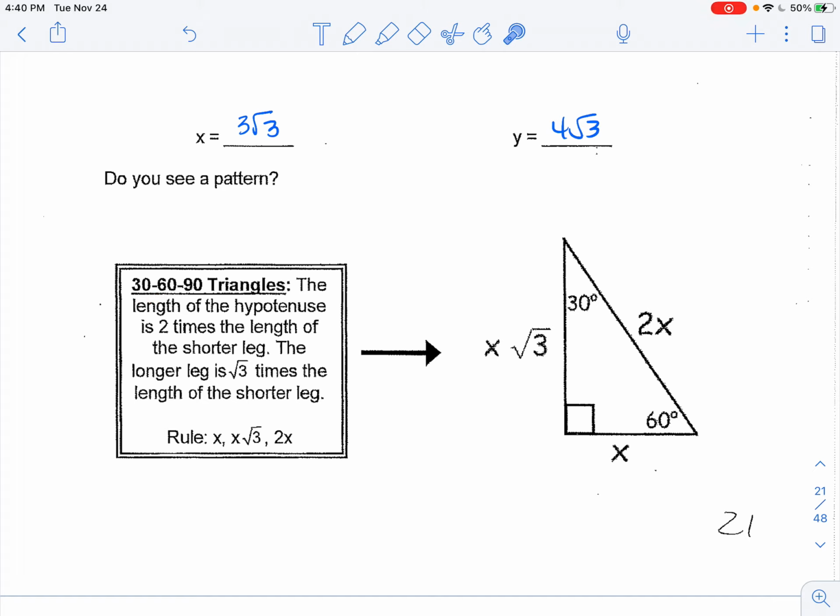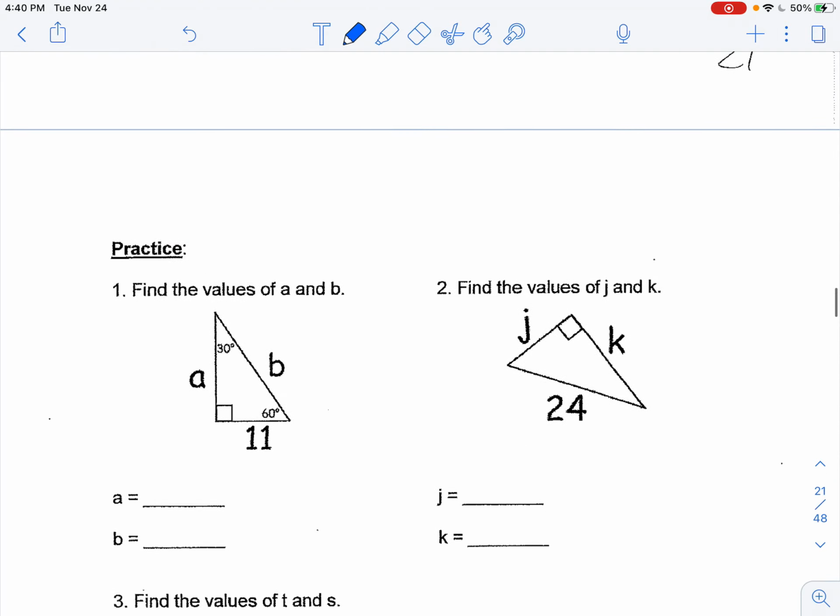So here's the rule. It says on a 30-60-90 triangle, and these are the degrees of the angles, 30 degree, 60 degree, and a 90 degree, the length of the hypotenuse is 2 times the length of the shorter leg. The longer leg is root 3 times the length of the shorter leg. So sometimes I set up my rule like this. 30, 60, 90, x, x root 3, and 2x. Twice the length is across from the 90, and it's x times root 3 across from the 60.